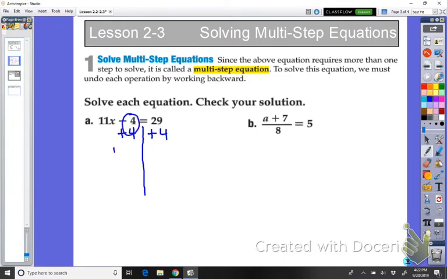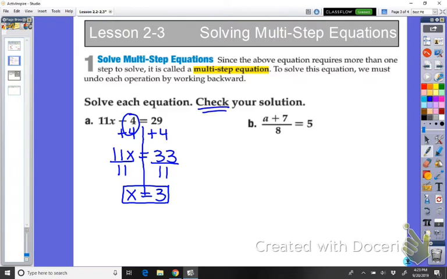So this zeroes out. You're down with 11x equals 33. 29 plus 4 is 33. And then the number beside the variable means to multiply, so we're going to undo that with division. Divide each side by 11. x equals 3.